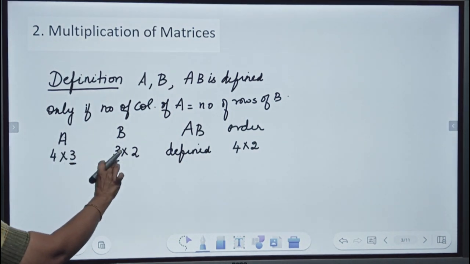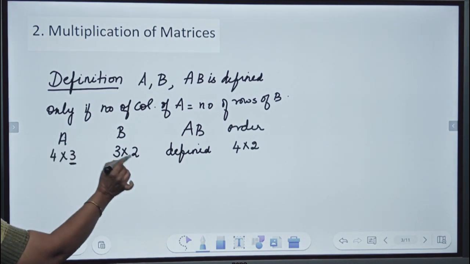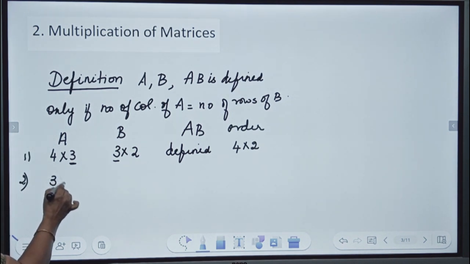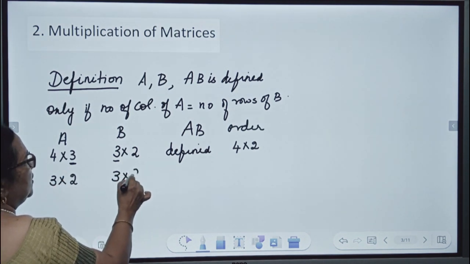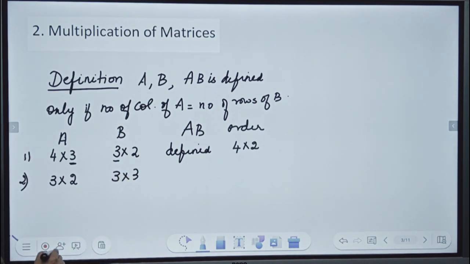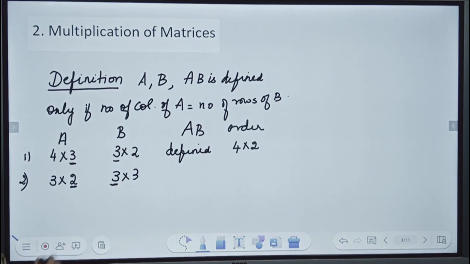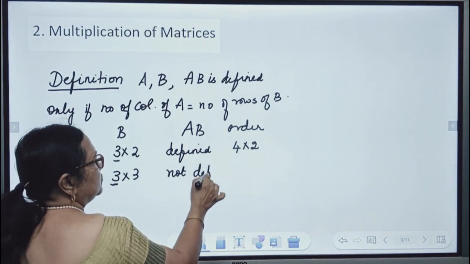If these two are same, then multiplication is defined. And it is also defined as of having order 4 by 2. So this is one example. Let me take another example. Suppose I have 3 by 2 and 3 by 3. Is AB defined? So you can see that 2 is not equal to 3. So AB is not defined.